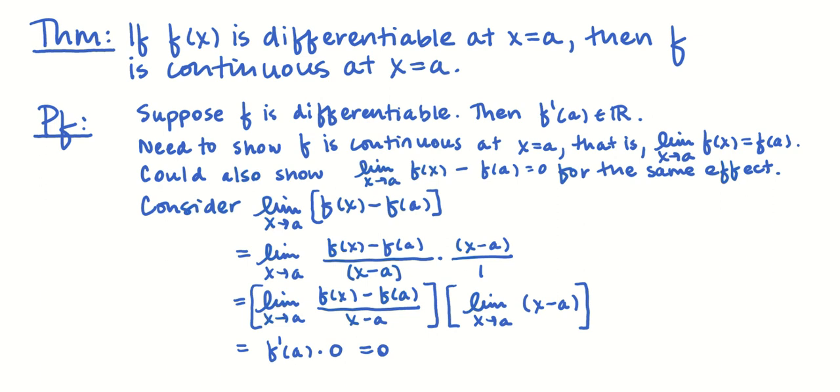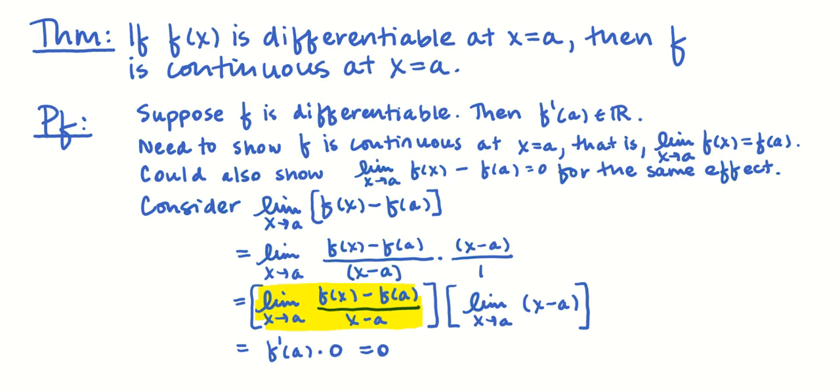And then we use a property of limits that, provided that both limits exist, the limit of the product is the product of the limits, okay? And then the big thing that we need to recognize is that this is f prime of a. And we said that f prime of a is just some real number, because f is differentiable at a.